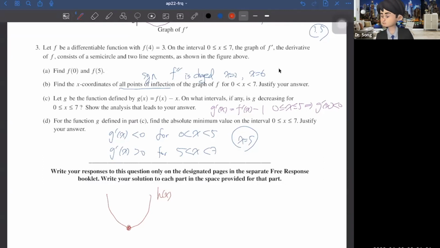How can you find it? Well, the slope is negative before this point, and it becomes positive, right? So it's the same thing. Before x equals 5, the slope is negative. And after 5, the slope becomes positive. That's why I know the absolute minimum is at the point when x equals 5. That's it.